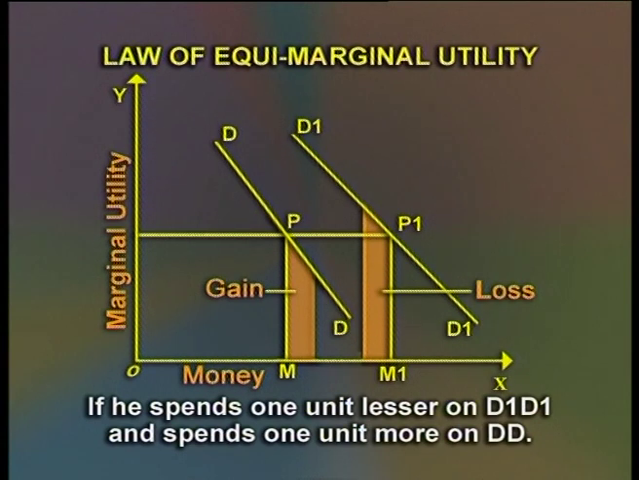So if a consumer constantly tries to reallocate his expenditure, and during the course of re-expenditure he comes to a situation where the marginal utilities are equalized, then that will give him maximum utility, or total utility will be maximized at that point. But if he continues to reallocate even after that, then his total utility will be lesser than before, because no matter how he reallocates his expenditure, the gain will be lesser than the loss.